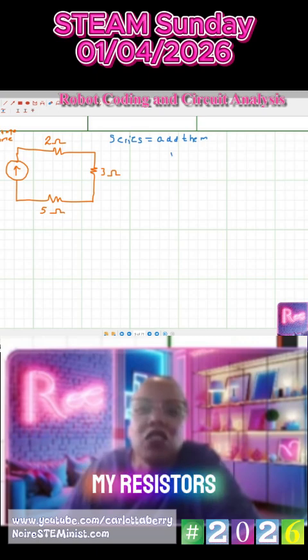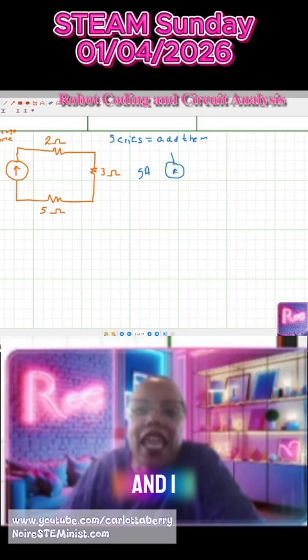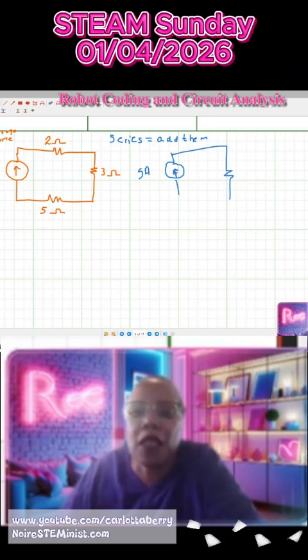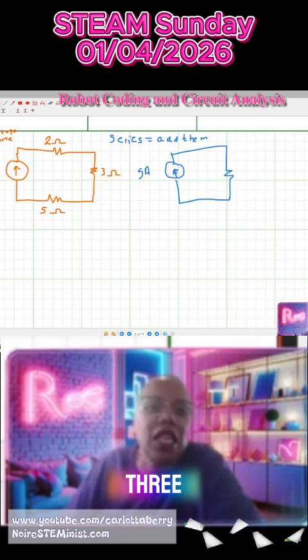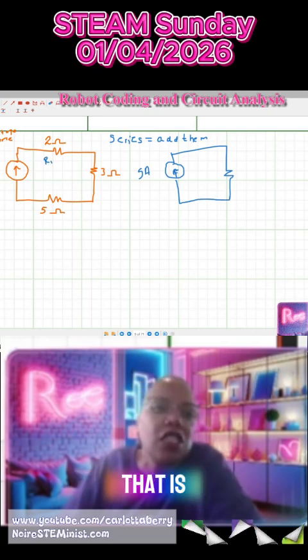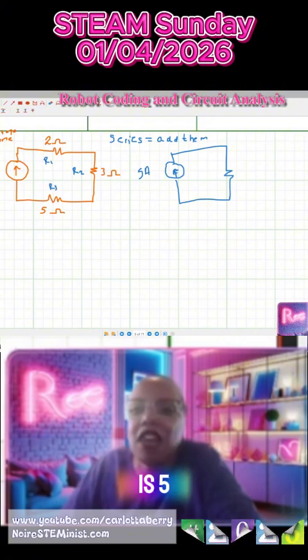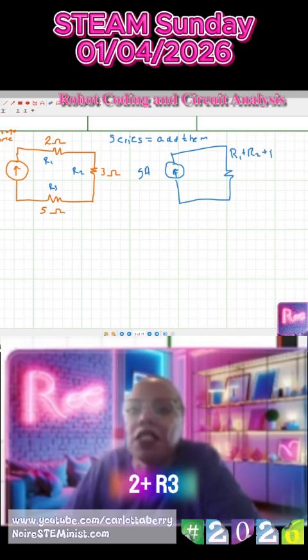So when I add my resistors together, I'm going to still have my 5 amp current source, and I'm going to combine those 3 resistors into 1 resistor. The 1 resistor is going to be the sum of the 3. Remember, here's resistor 1, that is 2 ohms, resistor 2, that is 3 ohms, and resistor 3, that is 5 ohms. So this resistor is now going to be R1 plus R2 plus R3. That means this resistor is going to be 2 plus 3 plus 5.